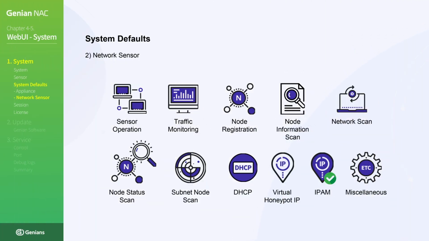In the Network Sensor section, you can configure the default operational settings applied when a network sensor is first registered in the NAC system. The initial default values include the following items: sensor operation, traffic monitoring, node registration, node information scan, network scan, node status scan, subnet node scan, DHCP, virtual IP, IPAM, miscellaneous.